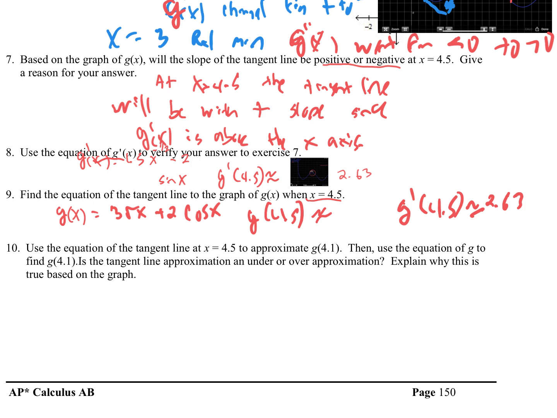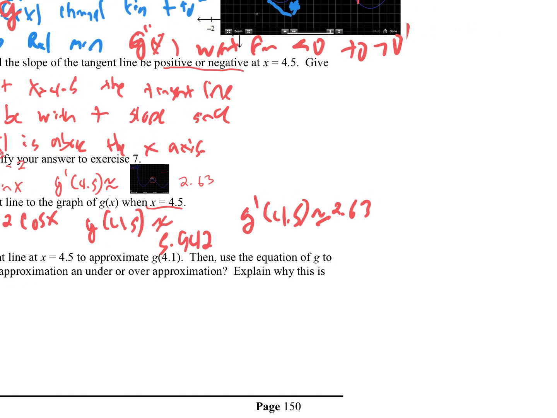Okay, I went and found out that g of 4.5 was roughly 2.662, 3 decimals, and the derivative was more accurate. I'm sorry, I have it reversed. The function was 5.942, and the derivative was actually 2.662 to do it exactly at 4.5.